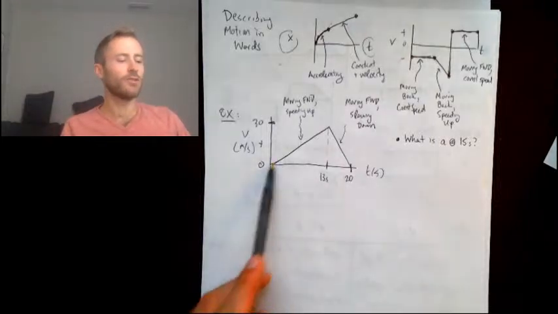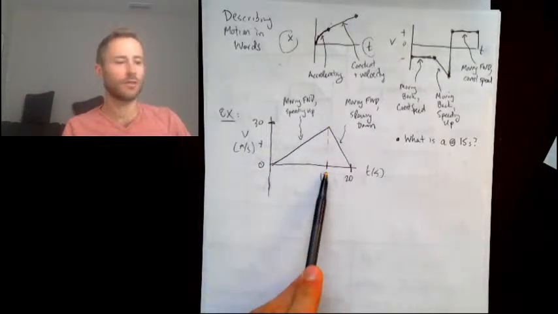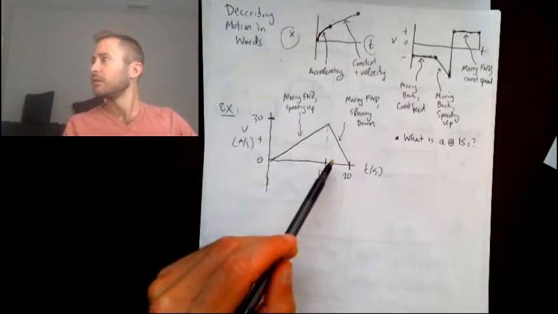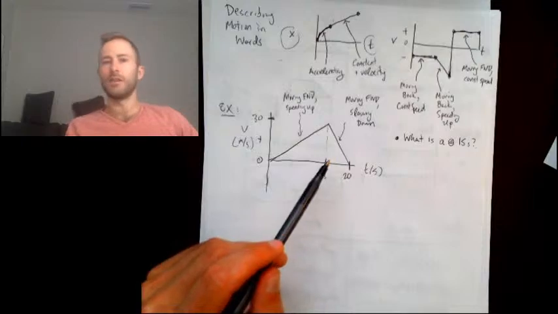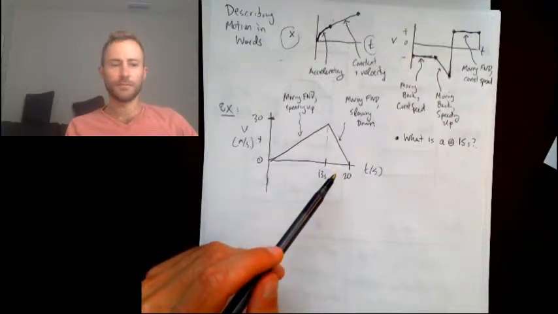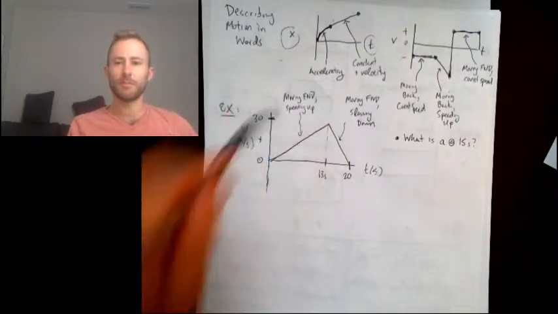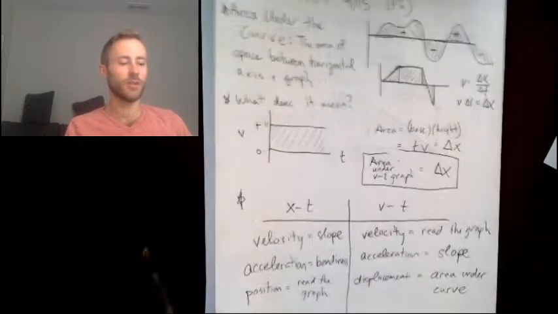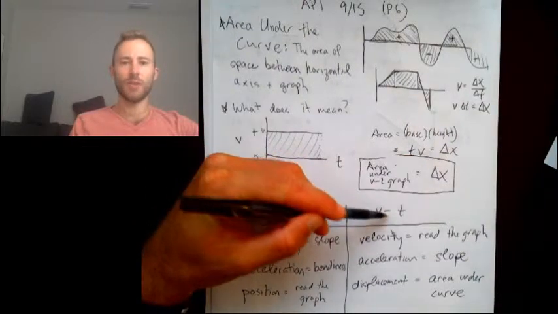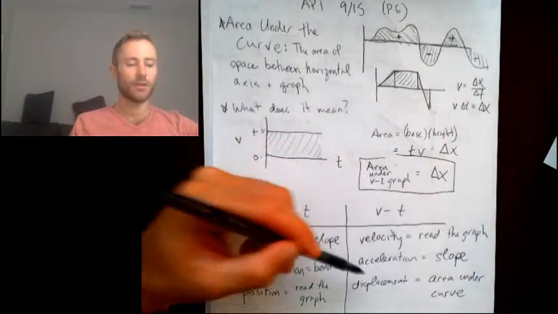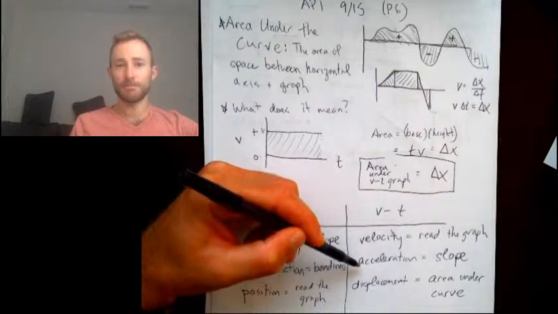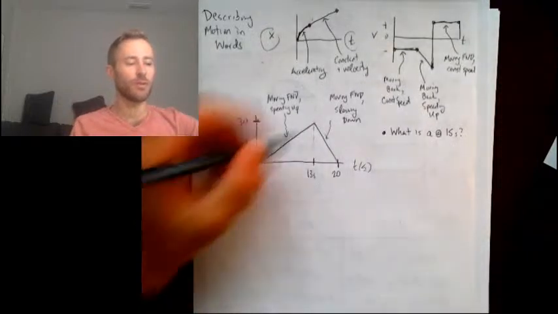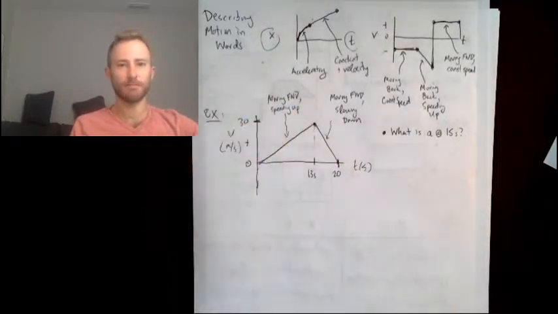Well, we can see that the transition occurs at 13 seconds. 15 seconds is after 13 seconds. So I want the acceleration corresponding to this line segment. So how do I get acceleration if I have a line segment? And it's a velocity time graph. So if I have a velocity time graph, the acceleration is the slope. Okay? So what I'm asking for is the slope of this line segment right here.